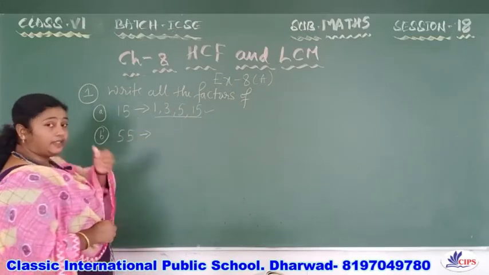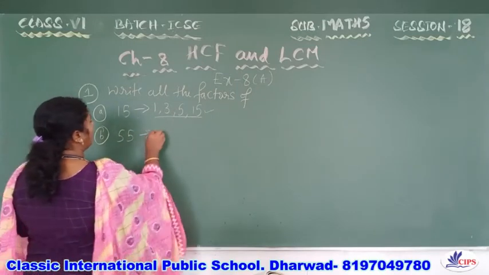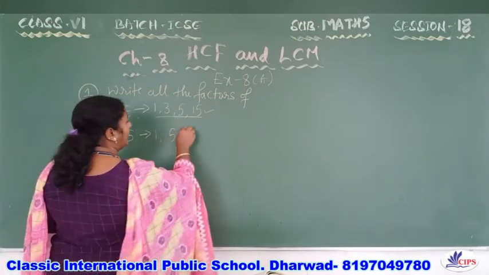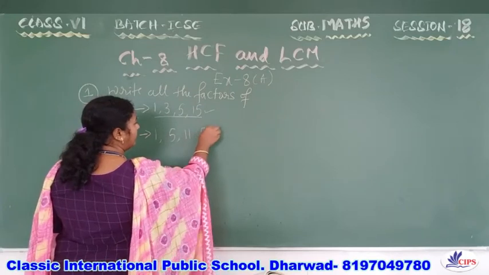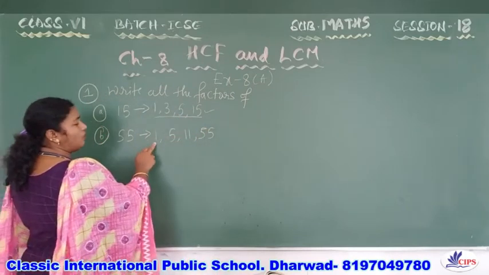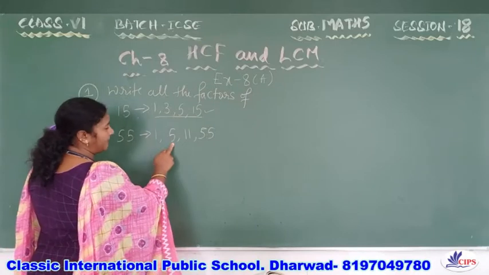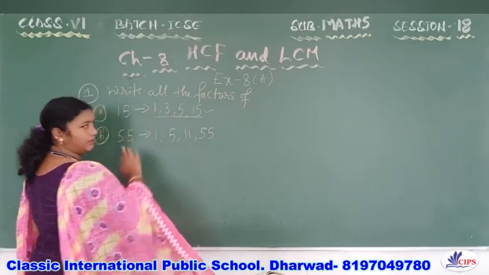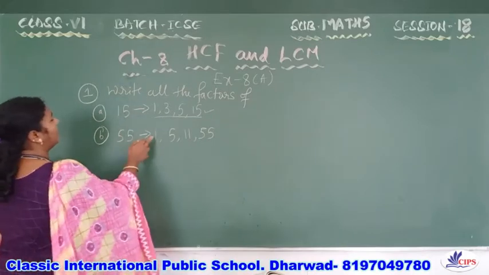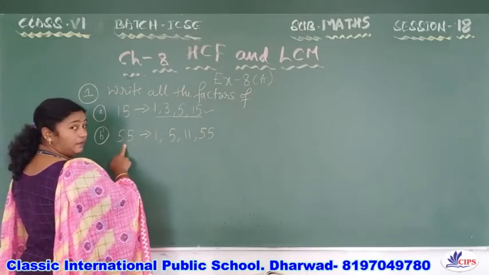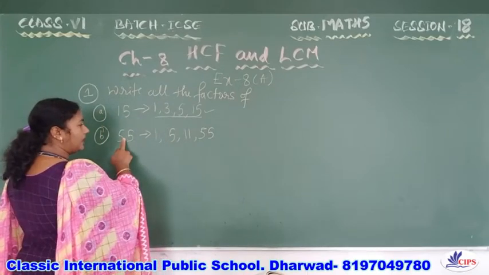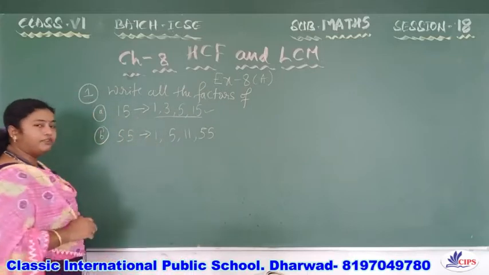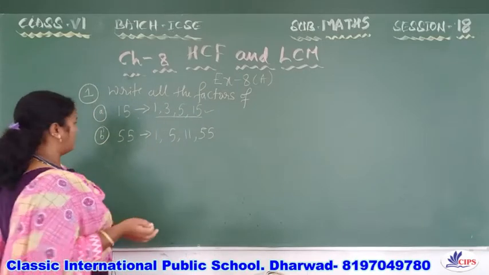55. What are the factors of 55? It is 1, 5, 11, and 55. 55 is there in the 1 table, the 5 table, the 11 table, and the 55 table. On the other hand, we can say 1 divides 55 completely, 5 divides 55 completely, 11 divides 55 completely, and also 55 divides 55 completely. You can divide and check also.